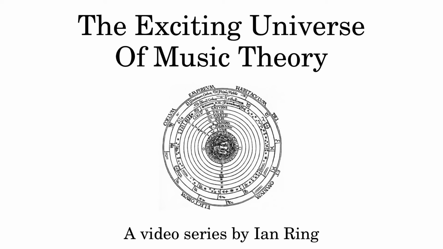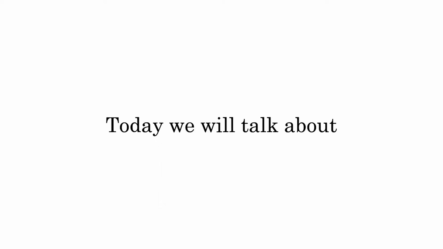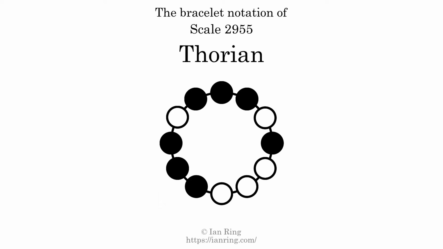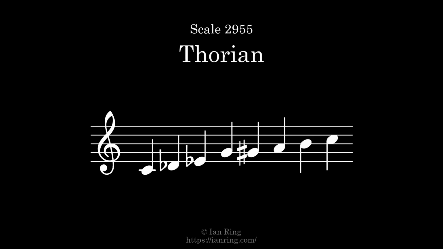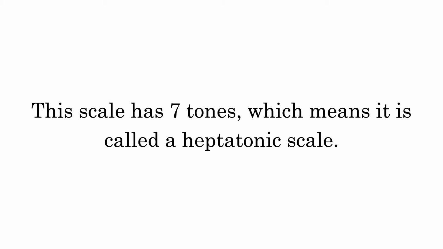Welcome to the exciting universe of music theory. Are you ready to learn? Then let's begin. Today we will talk about scale 2955, Thorian, which sounds like this. This scale has 7 tones, which means it is called a heptatonic scale.